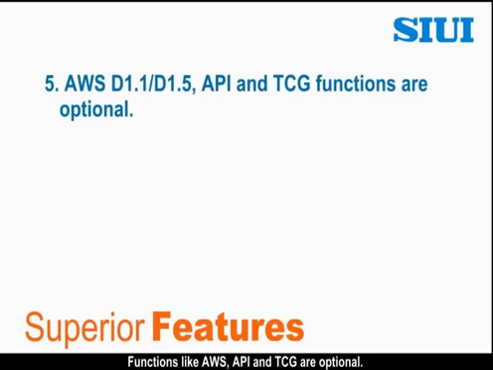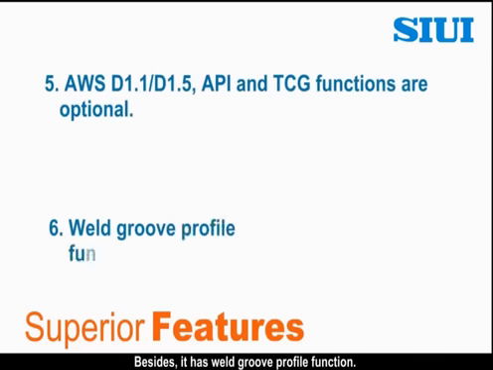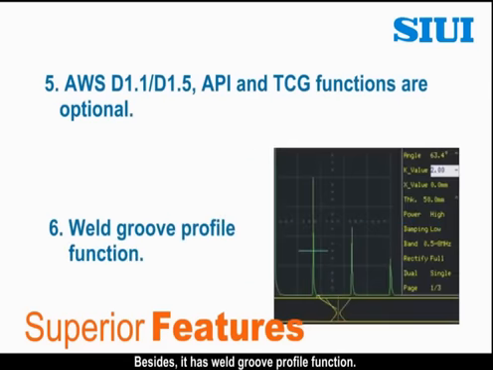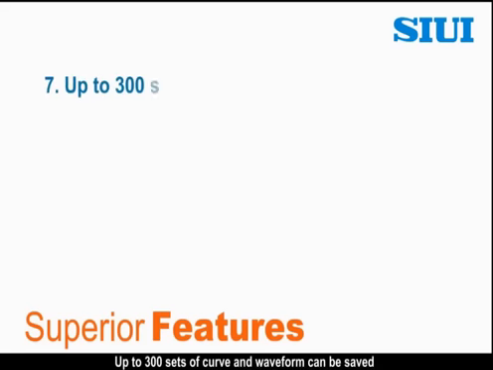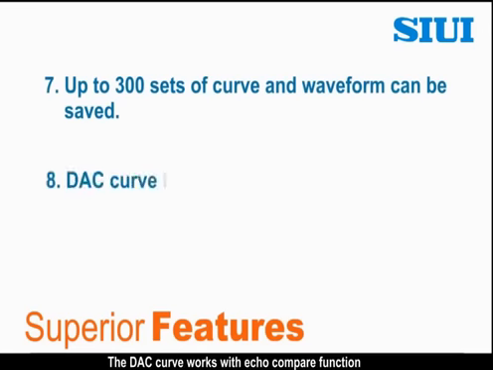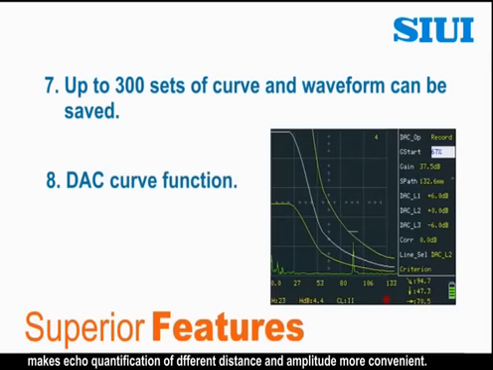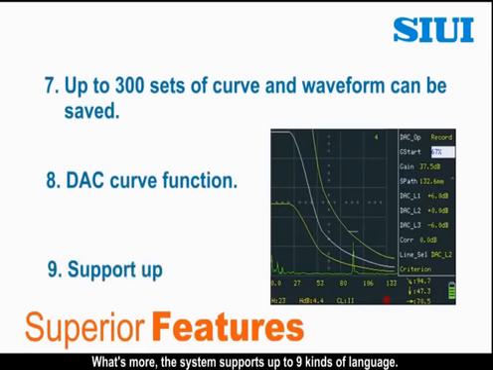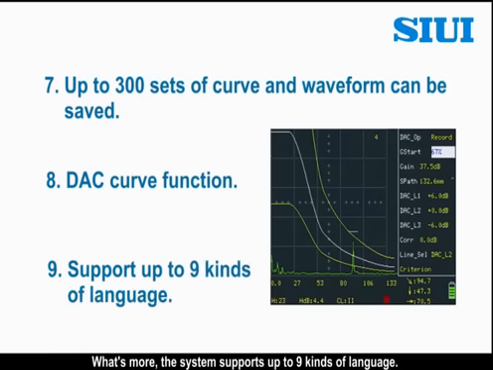Functions like AWS, API, and TCG are optional. Besides, it has weld group profile function. Up to 300 sets of curve and waveform can be saved for various workpieces and flaw detection standards. The DAC curve works with echo compare function, makes echo quantification of different distance and amplitude more convenient. What's more, the system supports up to 9 kinds of language.